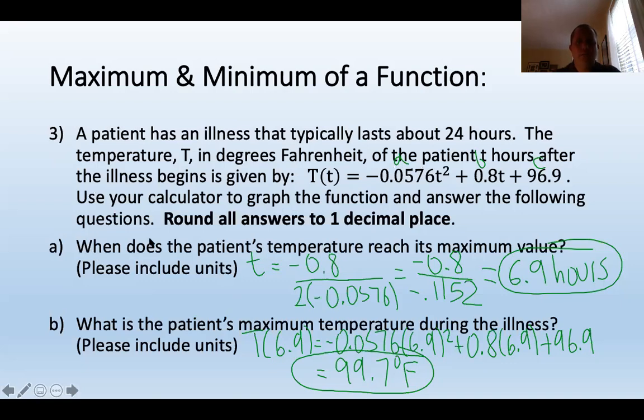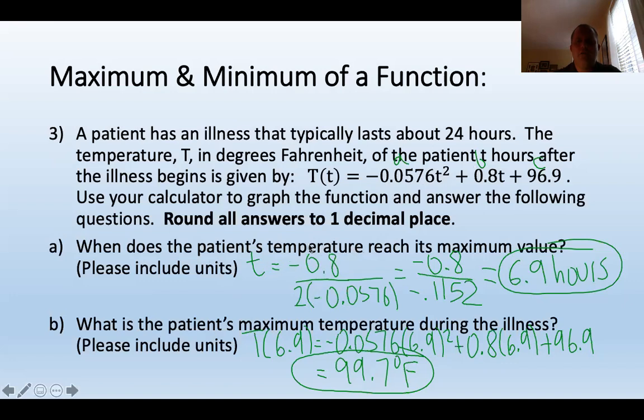A says, when does the patient's temperature reach its maximum value? Well, the vertex of a quadratic function represents the maximum or the minimum of the function. In this case, it's a maximum. The answer to the first question is the x-coordinate of the vertex, but it's not x in this problem, it's little t. But we use the same formula, which is negative b over 2a.